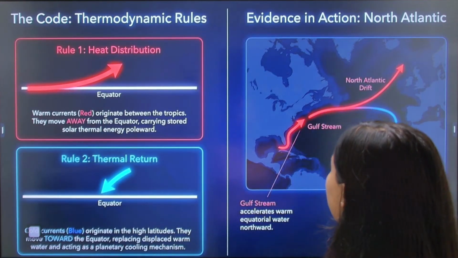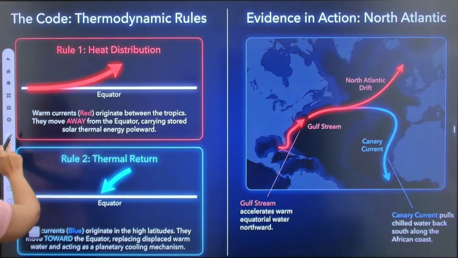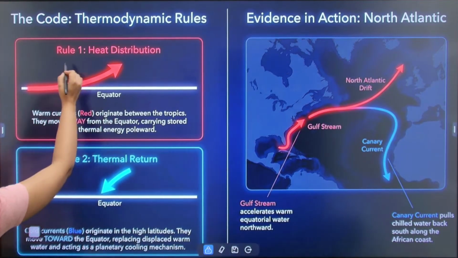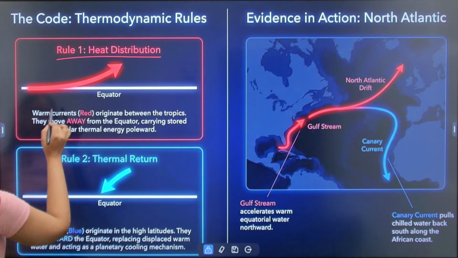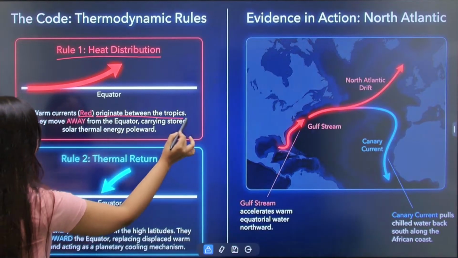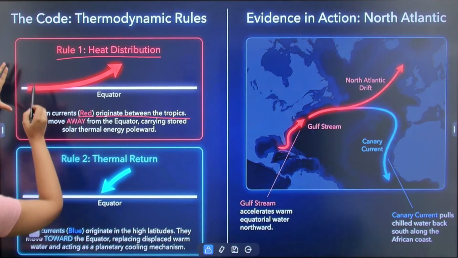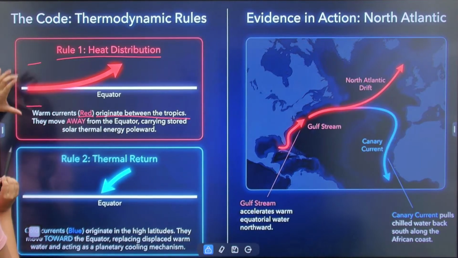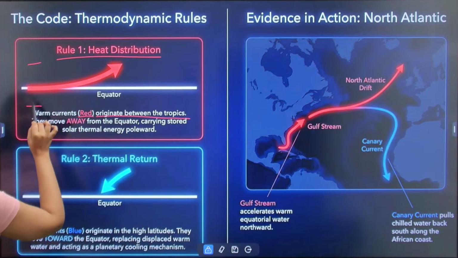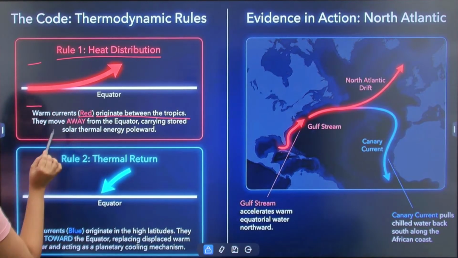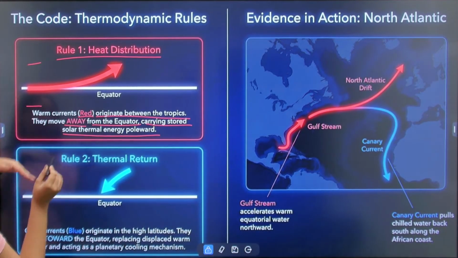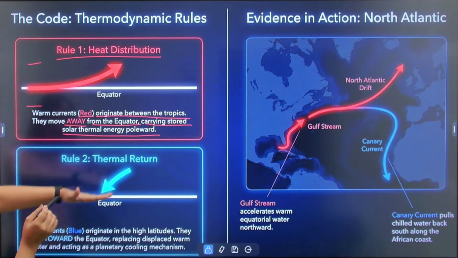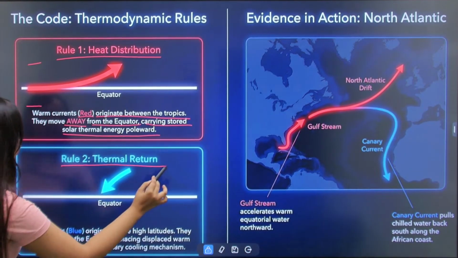The core thermodynamic rules. What happens is that the warm currents, rule 1, heat distribution. From the equator, the warm currents originate. Warm currents originate between the tropics. Between the tropics, that means at the equator. Tropics are here and here, northern and southern, 23.5 degrees north, 23.5 degrees south. Between the tropics, the warm currents originate. They move away from the equator, carrying the stored solar thermal energy poleward towards either of the poles, North Pole, South Pole.